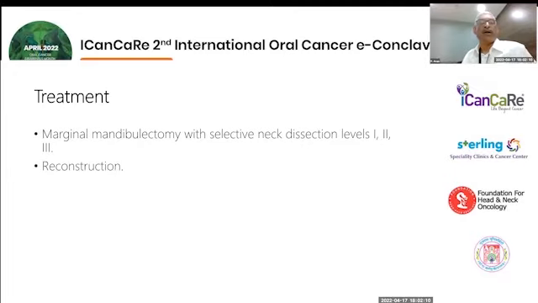Right. And now comes the bigger issue. So do we all agree that there is no frank bone erosion, there is no paramandibular spread, a limited disease, in spite of it being multifocal, we can still remain conservative?